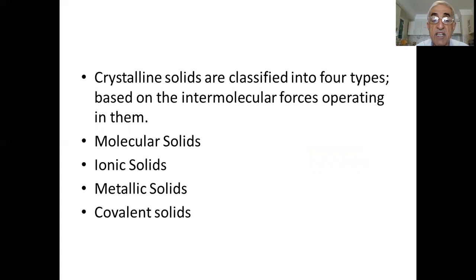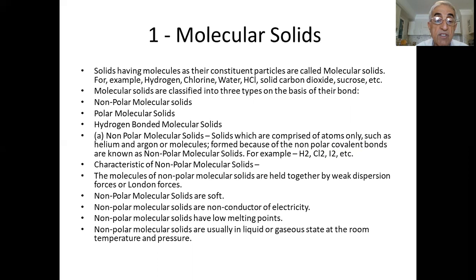Crystalline solids are classified into 4 types based on the intermolecular forces operating in them. These are molecular solids, ionic solids, metallic solids, and covalent solids. Molecular solids: solids having molecules as their constituent particles are called molecular solids. For example, hydrogen, chlorine, water, HCl, carbon dioxide, sucrose, etc.